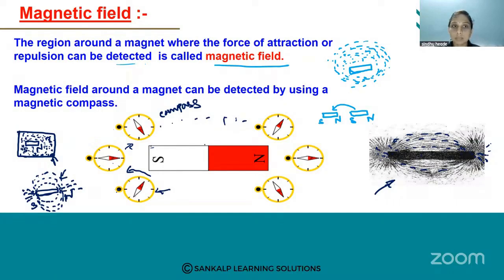So magnetic field is nothing but the region around a magnet where the force of attraction or repulsion can be detected. That is called magnetic field. So with the help of these two activities, this is activity 1 and this is activity 2.